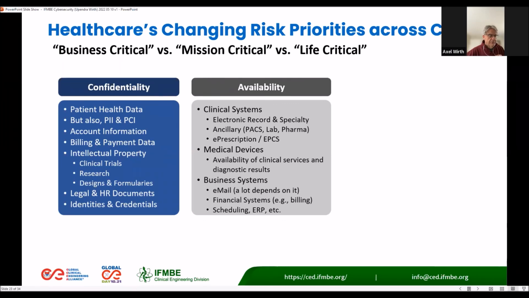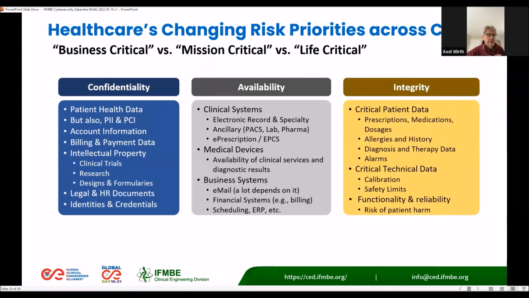And then your business systems, right? Email, for example, a lot of business functions and even clinical functions depend on email exchange of information, your financial systems, your scheduling systems. And then we have integrity, certainly integrity of critical patient data, your prescriptions, your medications, your allergy history, diagnostic therapy data, even alarm data. But there's also critical patient data, things like, for example, device calibration, safety limits of devices, and then functionality and reliability issues that could lead to patient harm as well.